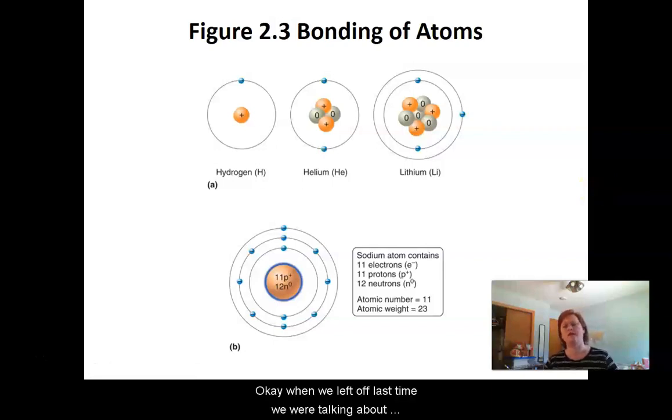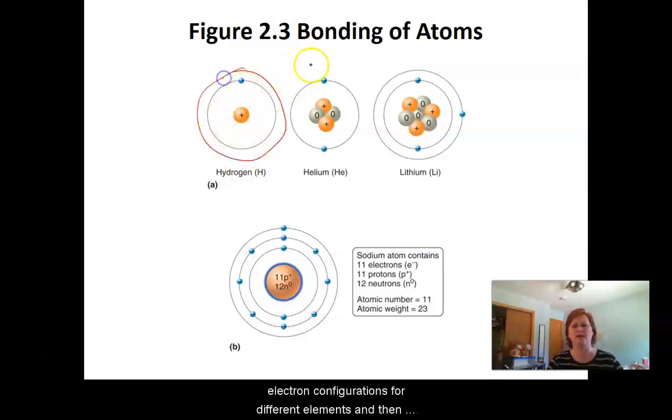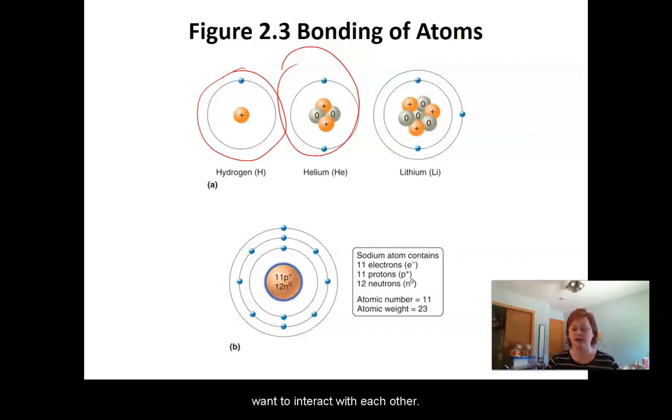Okay, when we left off last time, we were talking about different types of bonds. So we used the periodic table to get information about protons and electrons and draw these electron configurations for different elements, and then determine whether those atoms would be reactive and want to interact with each other.